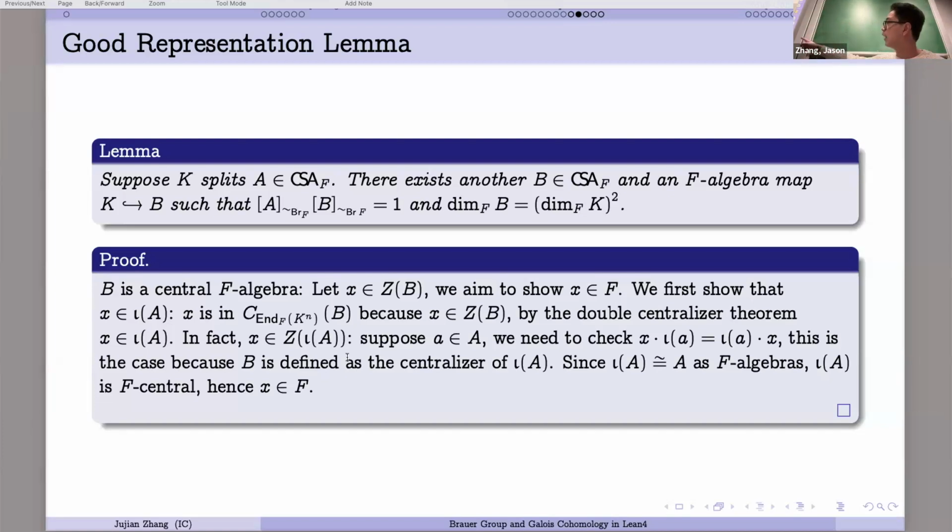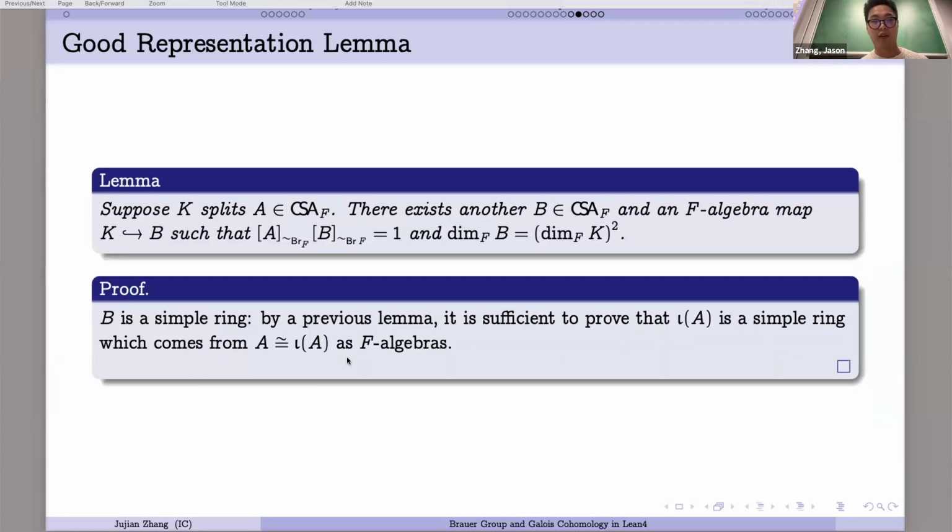This is because if a is an element of big A, we need to check that X times the image of a is equal to the image of a times X. And this is because, again, B is the centralizer of something. So we see that X is in the center of the image of A, but the image of A and A are the same. So X must be in F.